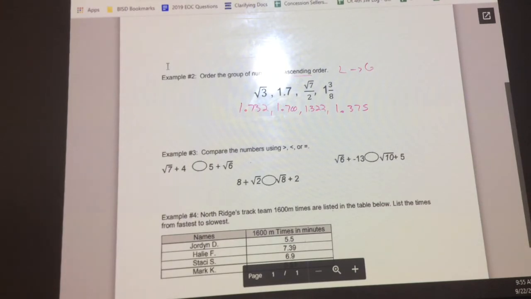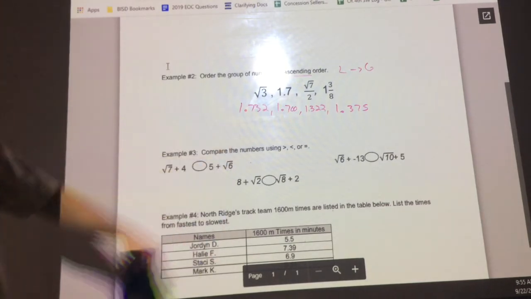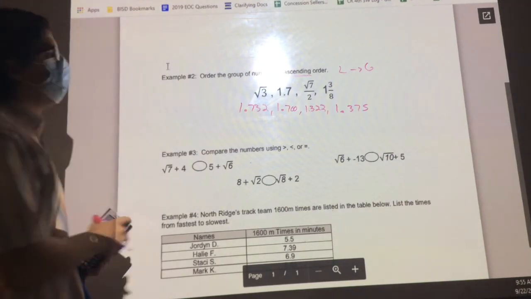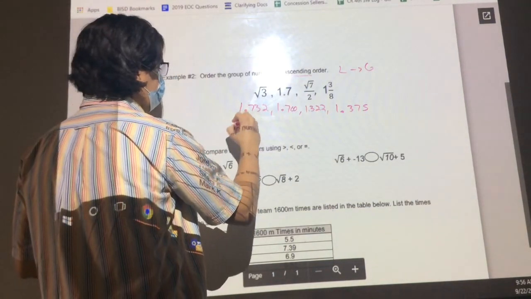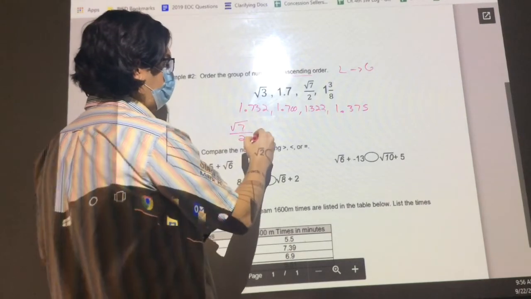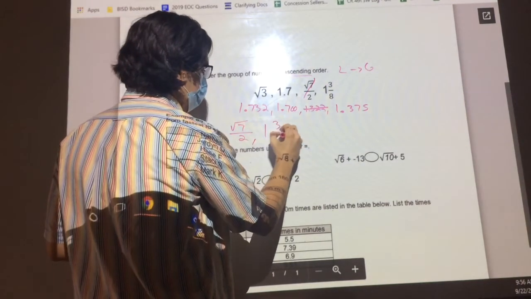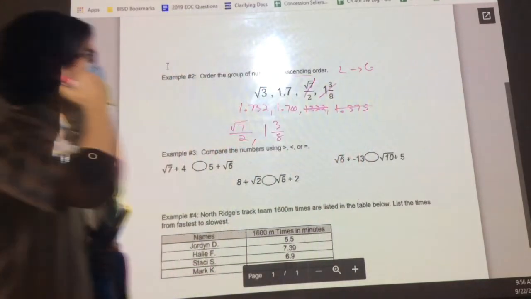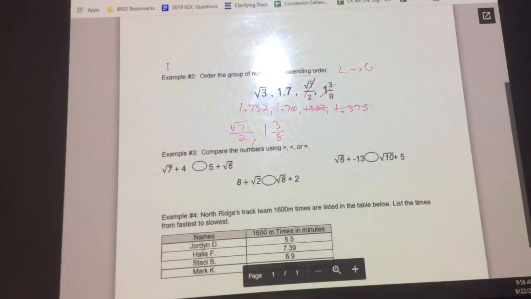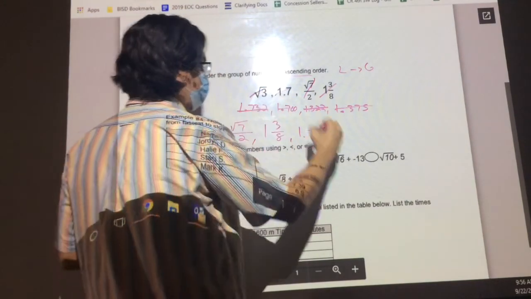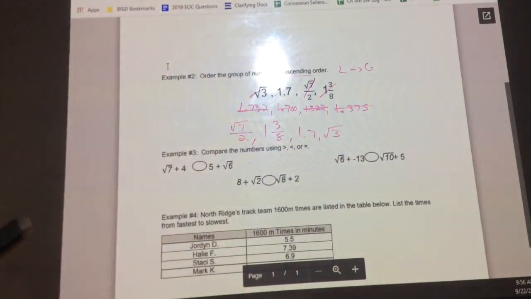Okay, and again, you look, guys, we're going from least to greatest. So what's the smallest number out of these 4? Anthony? 1.332, or the square root of 7 divided by 2. Are we okay with that? All right, Kaden, can you tell me what the next smallest number is? 1 and 3/8. And then after that, what comes next, Ruger? 1.7. And then last but not least, we have the square root of 3. Easy enough?